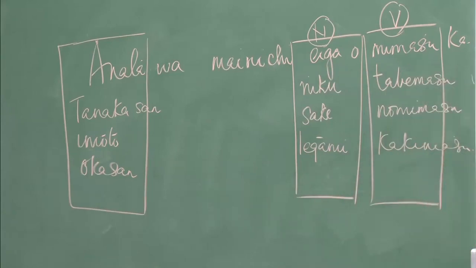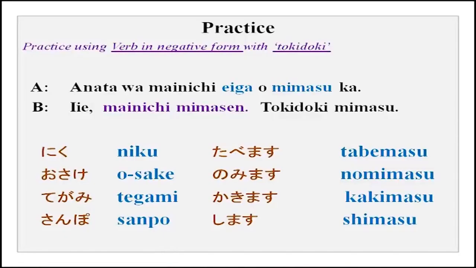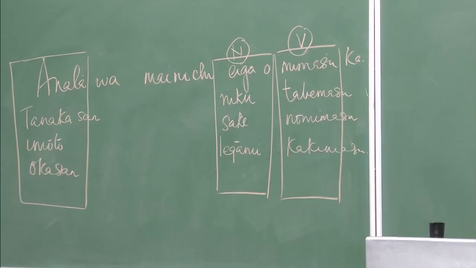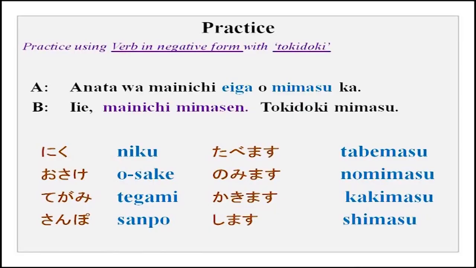Now the options are given over here. Anata wa mainichi eiga o mimasu ka? Iie, mainichi mimasen, tokidoki mimasu. So well, you can ask like this and you can answer either in masu form or masen form. Of course, over here masen form is given. Practices for masen form. So you can use masen form over here with tokidoki.